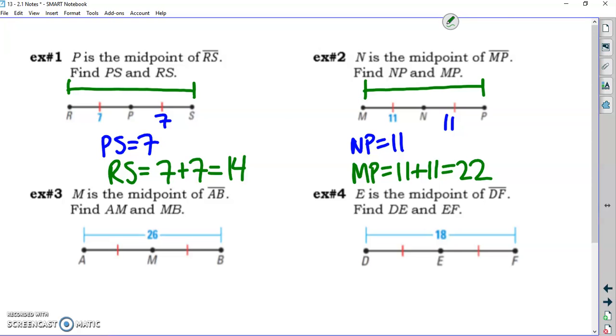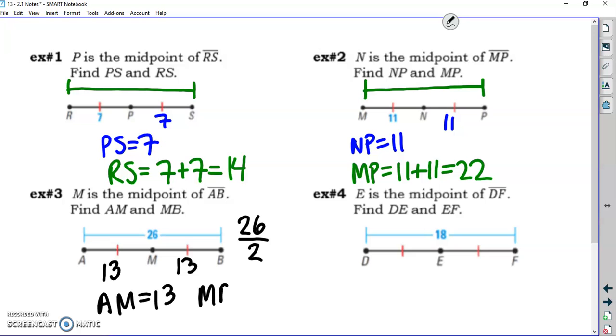In example 3, they give us the length of the whole segment AB, and we want to know how long each half is. So since M is the midpoint, it cuts segment AB in half. So 26 divided by 2 means that each half is 13. So AM is 13 and MB is 13. Okay, so same thing over here. The whole length of the segment DF is 18. So if we take half of that, each half is equal. So DE and EF are both 9.